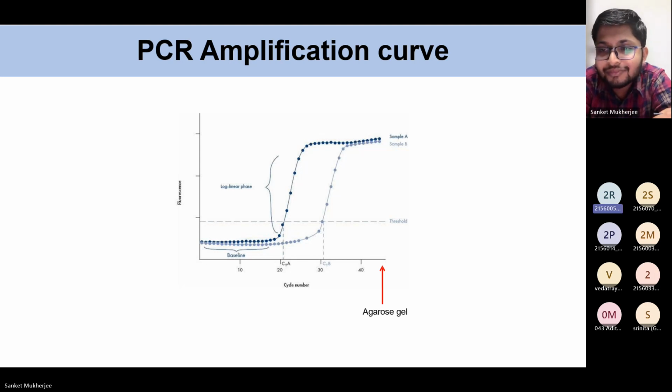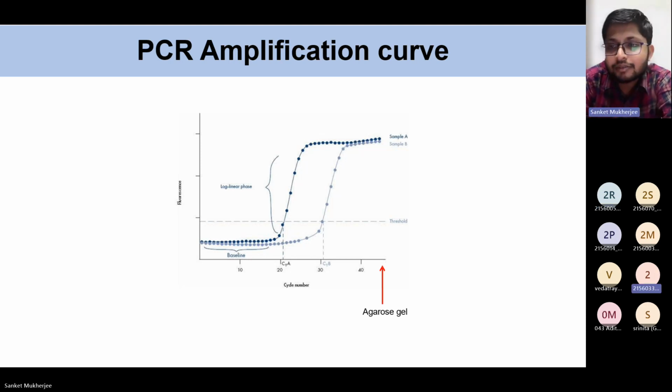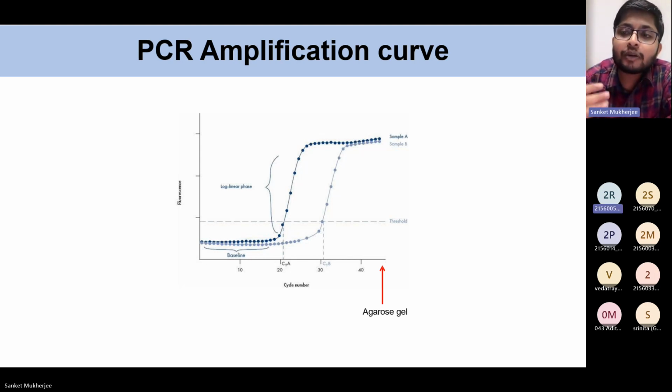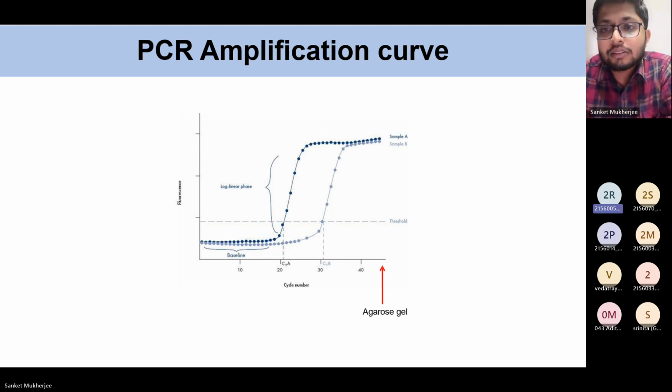Sir, I don't understand what this graph represents. Could you explain once? Okay, this is the cycle number, the number of cycles you have gone through. In this entire reaction, they went to around 45 cycles. Clear? Now they have used a fluorescent dye which binds to the double-stranded DNA. So when more double-stranded DNA is formed, more fluorescence will be there. Clear on that?